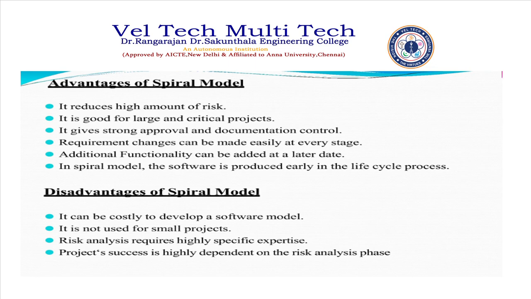The advantages of the spiral model: it reduces a high amount of risk. It is good for large and critical projects. It gives strong approval and documentation control. Requirement changes can be made easily at every stage. Additional functionality can be added at a later date. In the spiral model, the software is produced early in the life cycle process.